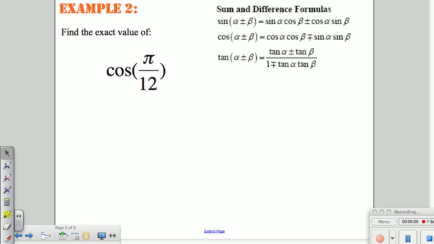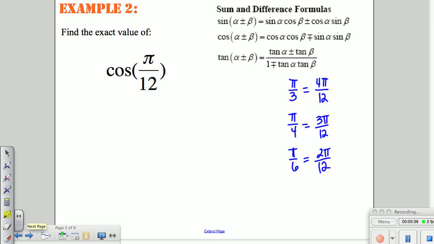Let's look at another one. Find the exact value. This time we're dealing with radians. So I'm going to look at my radians and I'm going to look for two angles that either add to pi over 12 or subtract pi over 12. First off, my unit circle isn't in 12ths. So let's just take a second on the side here and let's take a couple of these and turn them into 12ths. Pi over 3, that's 4 pi over 12 when I multiply by 4 and 4. 3 pi over 12 here, and 2 pi over 12 there.